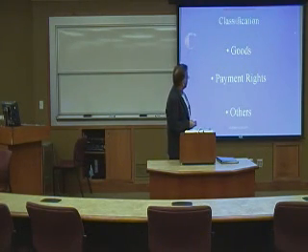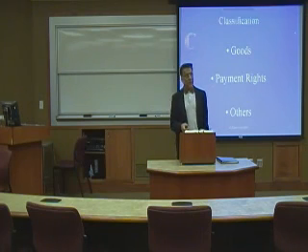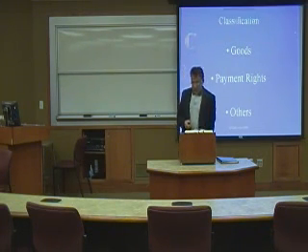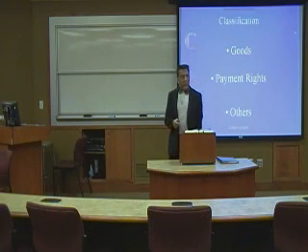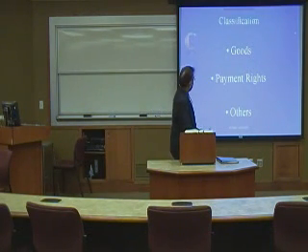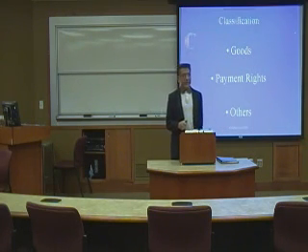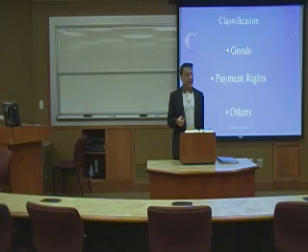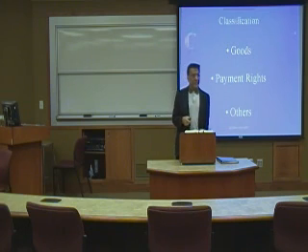Now, we also talked about classification of the collateral. I think learning Article 9 is learning the classification of collateral also. And broadly speaking, the collateral can be classified in 3 broad categories. The first is goods. Second is payment rights, and then anything that doesn't fall between the first 2 categories.